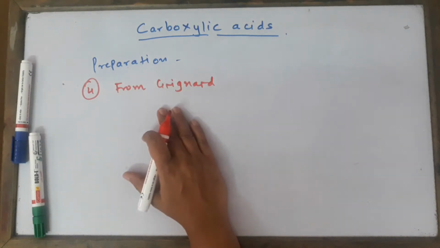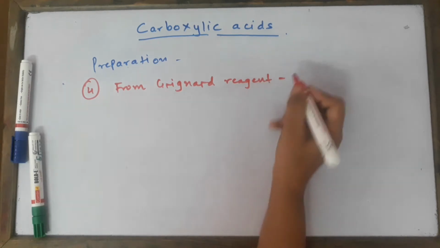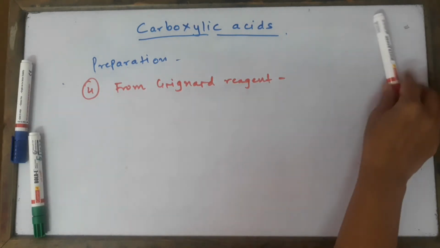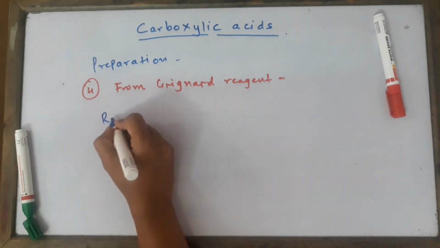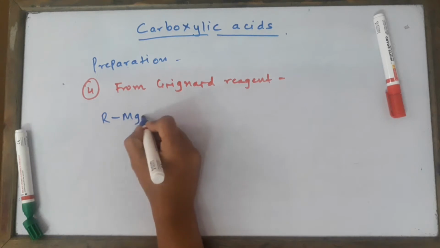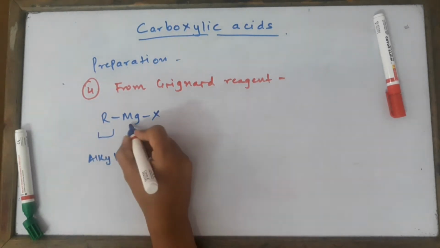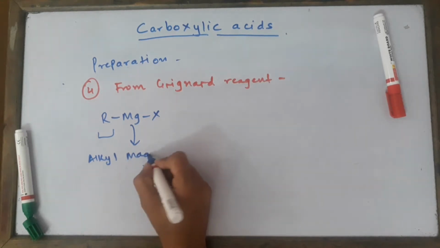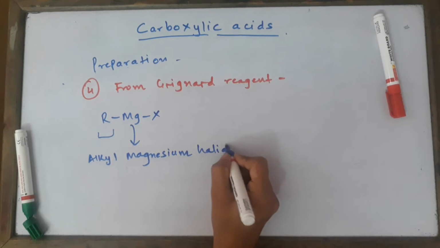So we are going to be doing now, the next method is from Grignard reagent. It is a fantastic method to prepare the carboxylic acids, extremely beautiful method. Let's understand some examples over here. Like if I start with RMgX, which is the symbol of Grignard reagent, children, you are aware, alkyl magnesium halide, isn't it? Alkyl magnesium halide is the formula of the Grignard reagent.